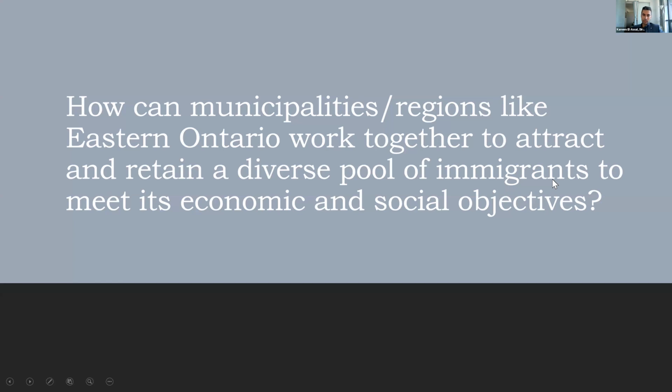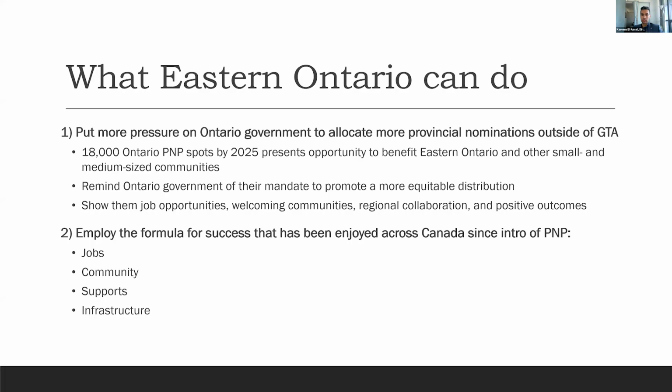Now, I want to touch on the recommendations in the excellent Eastern Ontario immigration strategy and complement the remarks that Jody made at the outset of this event. The first recommendation, and this is by far the most important one, is that communities like Eastern Ontario have to apply significant amounts of pressure on governments in order to benefit from immigration.